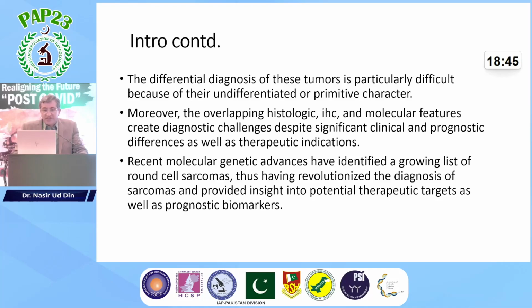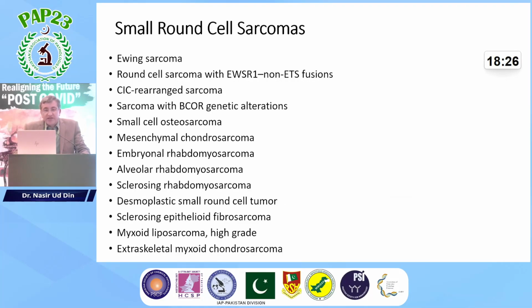Recent molecular genetics advances have identified a growing list of round cell sarcomas, thus having revolutionized the diagnosis of sarcomas and provided insight into potential therapeutic targets as well as prognostic biomarkers. The list of small round cell sarcomas is long, but in the interest of time, I'm going to discuss the first four round cell sarcomas.